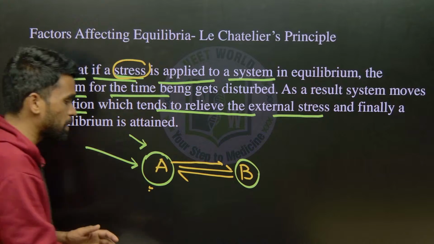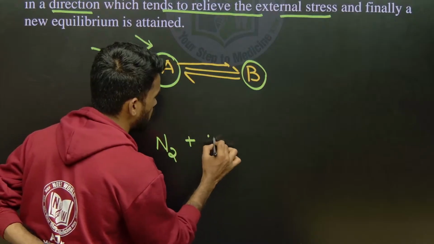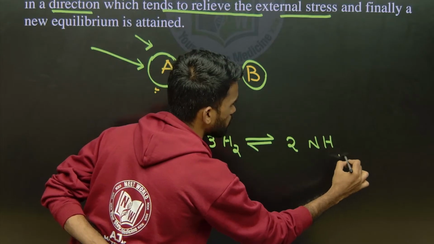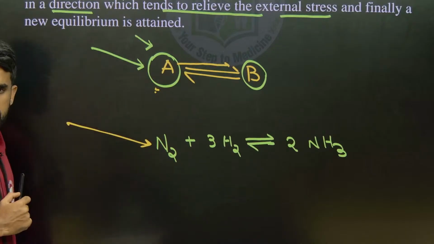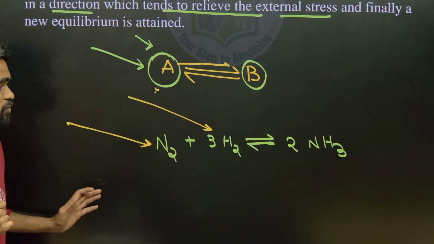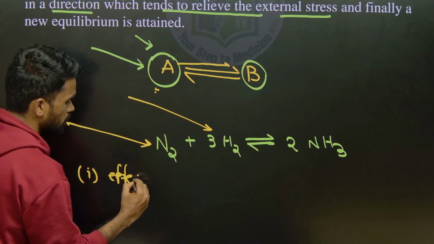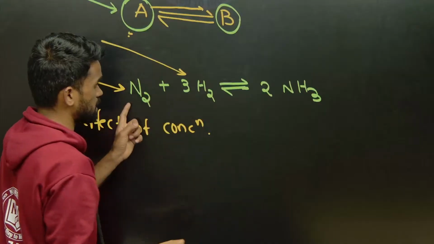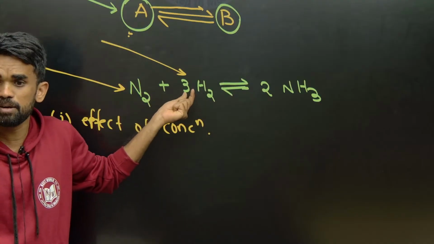In order to understand this, let us take one example. For the formation of ammonia, I am taking N2 plus 3H2 gives rise to 2NH3. Here, if we increase the concentration of N2 gas or H2, what happens to the equilibrium? It favors forward. So the first condition we will be studying is the effect of concentration. If the concentration of reactants is increased, the equilibrium moves forward in order to nullify the disturbance we made here.